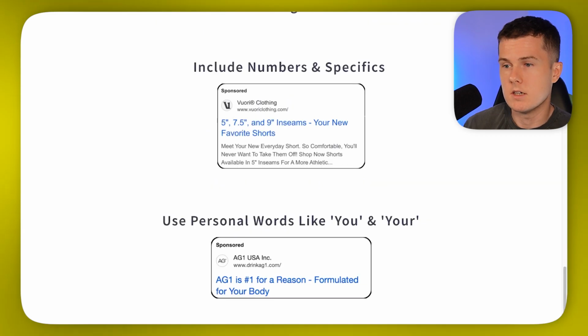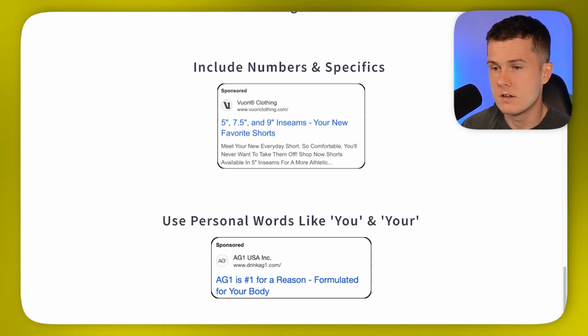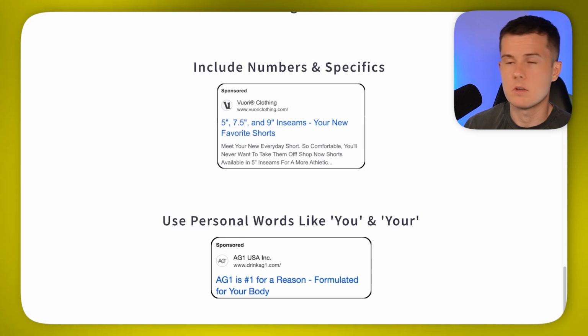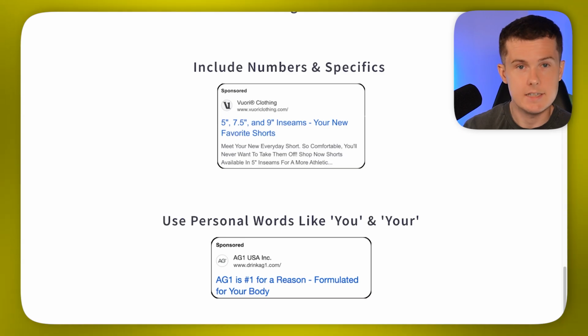The second strategy is all about using personal words like you and your. So this makes your ad feel like a one-on-one conversation rather than just a broadcast message. So AG1 does this brilliantly with the formulated for your body. So it's speaking directly to the individual user, makes it feel a bit more personalized to their specific needs, and is definitely going to increase their click-through rate on this ad. Again, another example might be instead of saying something like our software helps businesses, you might say transform your business operations. So you'll hear this a lot, particularly in TV adverts.